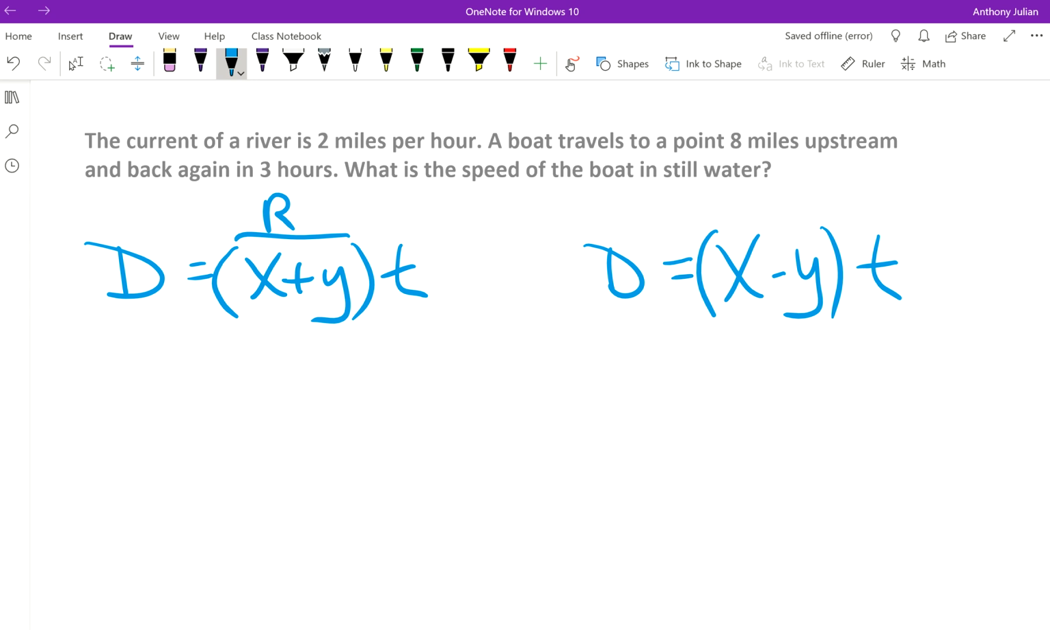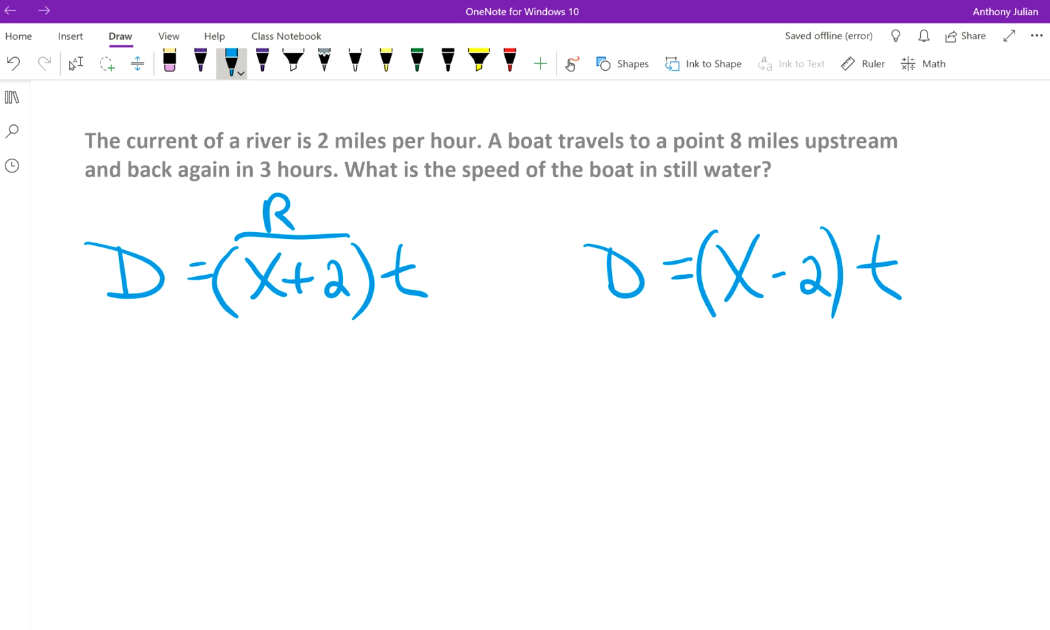With this, a couple things we've got to remember: the x is referring to the still water and the y is referring to the current, and t, of course, is time. So we've got a couple special things going on here. The current of a river is 2 miles per hour. So I'm going to replace the y's with the 2. Let's get rid of the y's and replace them with 2's.